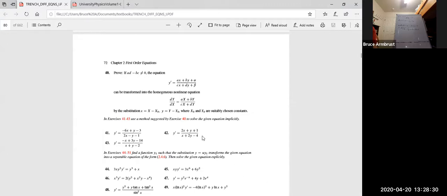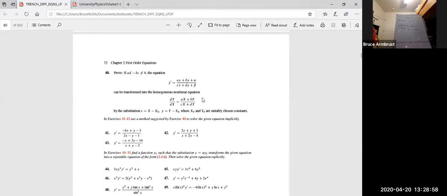We've got y prime equals 2x plus y plus 1 over x plus 2y minus 4. Now, it does say, let's use the method suggested by exercise 40 to solve the given equation implicitly. So let's go back and look at 40. And 40, notice that what we've got here is just a linear function of x and y divided by another linear function of x and y, which is what we've got.